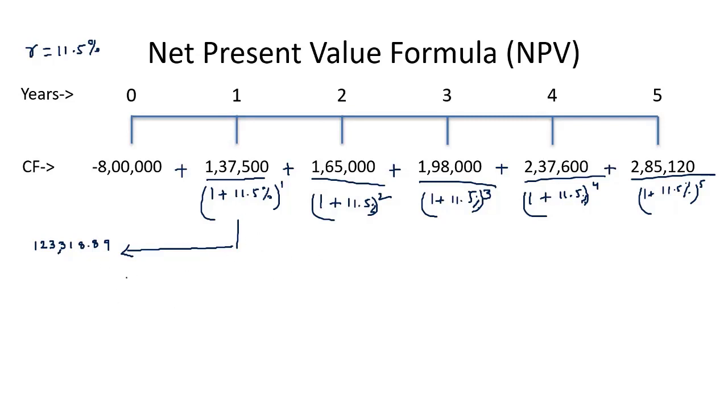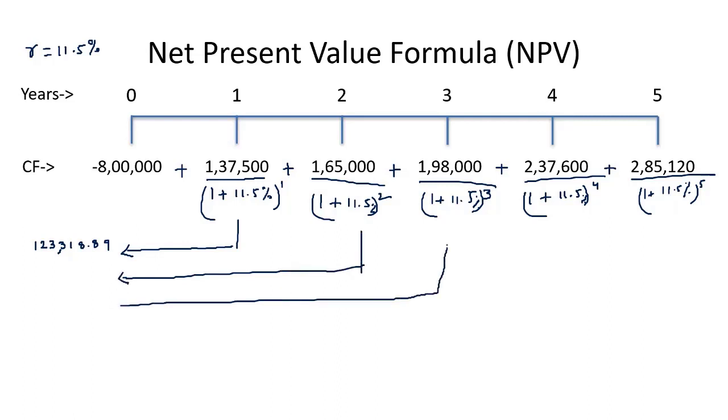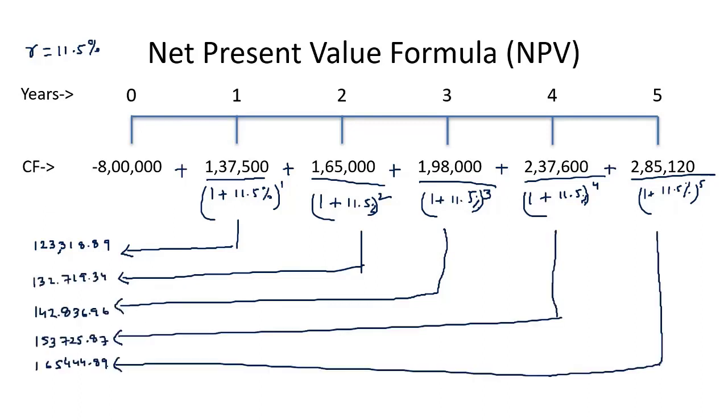Similarly, you will calculate for all the rest of the 4 years. So what we need to do is, these are all present value of future cash flows, right? So we need to add them up. So the total of this would be 7,18,045 rupees and 44 paisa.